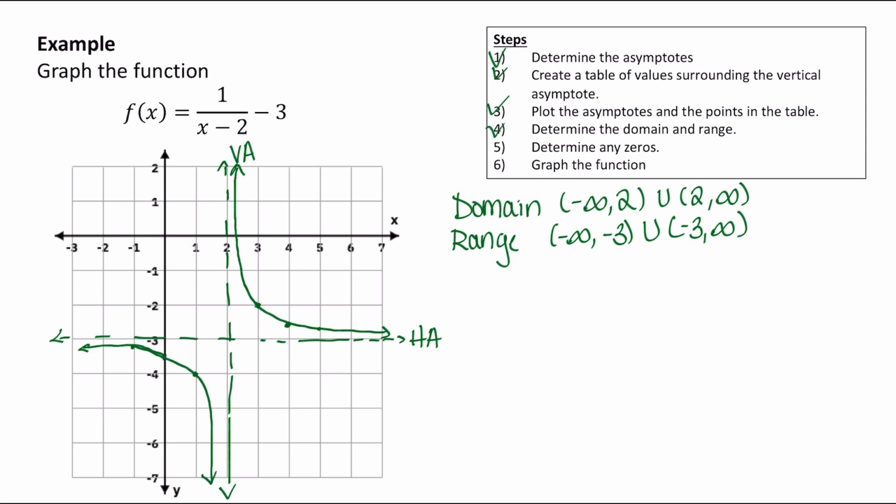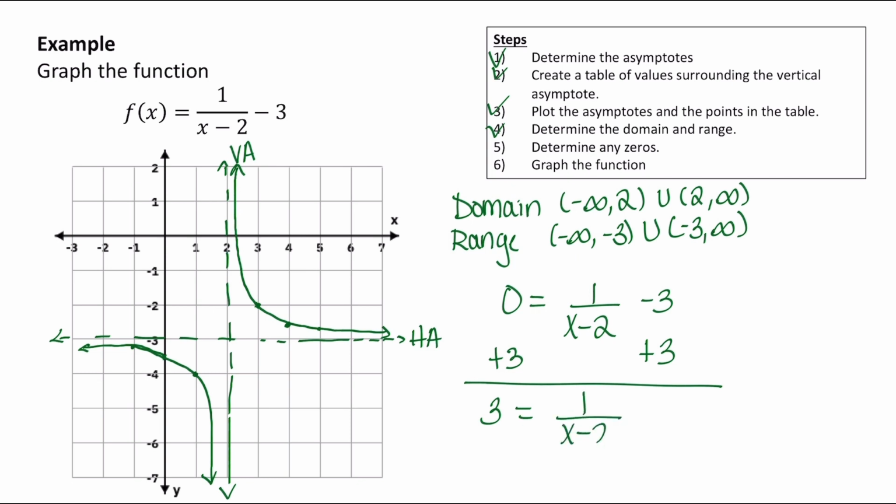Oh, and also let's determine any zeros. Okay, so the zeros of this function, if we figure those out, we're going to set the function equal to 0. So we have 0 equals 1 over x minus 2, minus 3. So now to solve this function for x, we're going to add 3 to both sides. When we add 3 to both sides, we get 3 equals 1 over x minus 2. I'm going to turn this into a fraction so I can crisscross multiply. So we have 1 equals 3 times x minus 2. And if we go ahead and simplify this, we have 1 equals 3x minus 6.